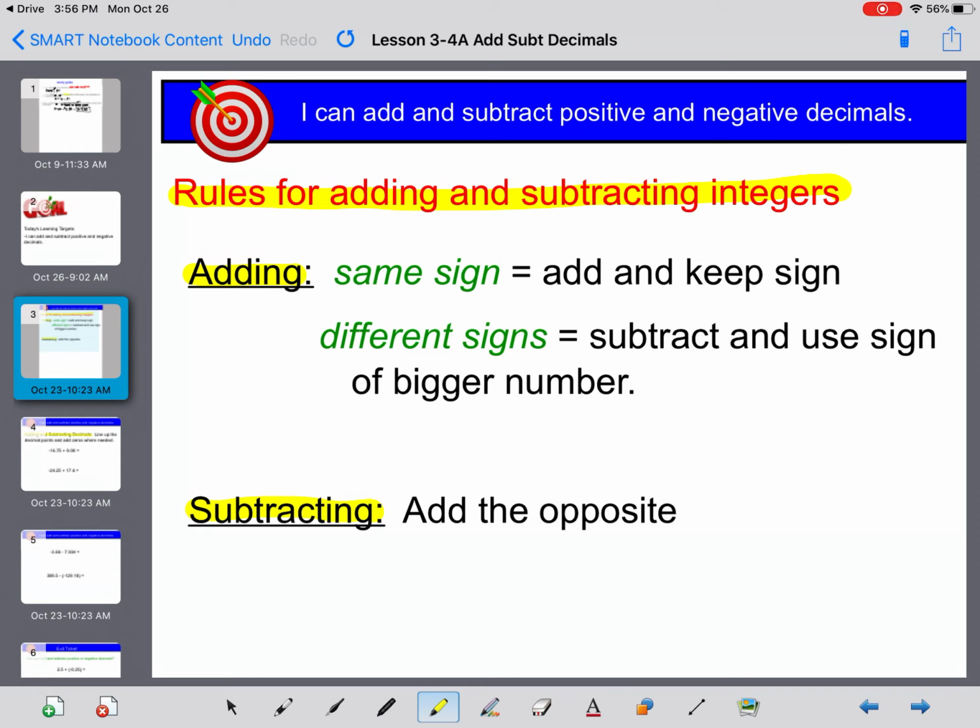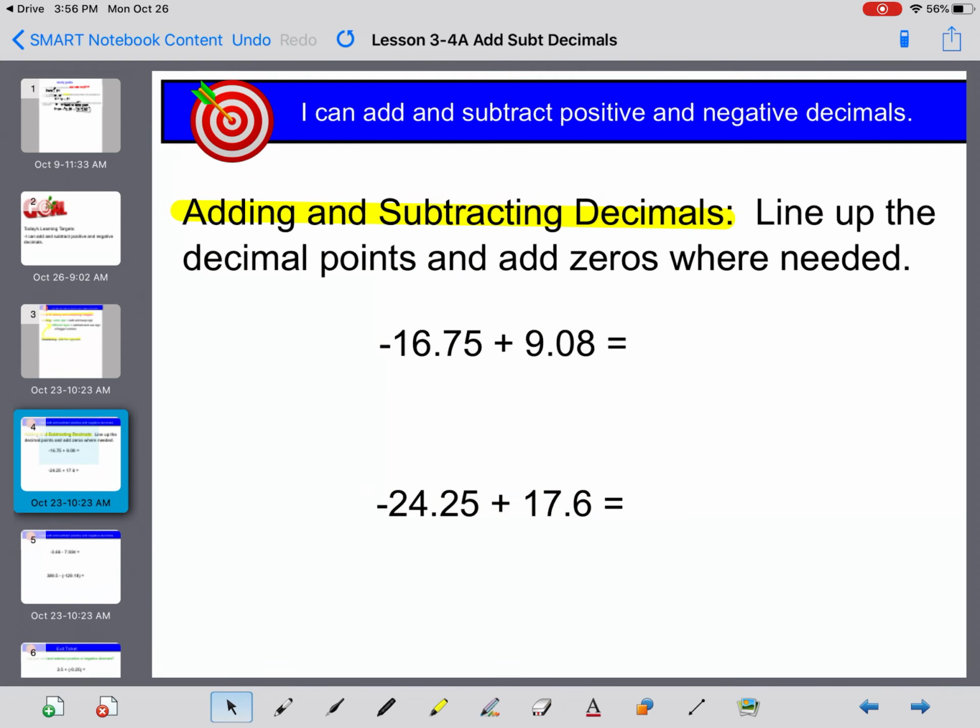Now, if you're subtracting two numbers, we're going to change all subtraction to adding the opposite and then use these rules for adding. All right, let's apply that. Adding and subtracting decimals. Remember, in 6th grade, you learned that to add and subtract decimals, you line up the decimal points and then add zeros as placeholders where needed. If you need to go back or pause the video to get down proper notes, because you maybe don't have one of those rules memorized, please do that now.